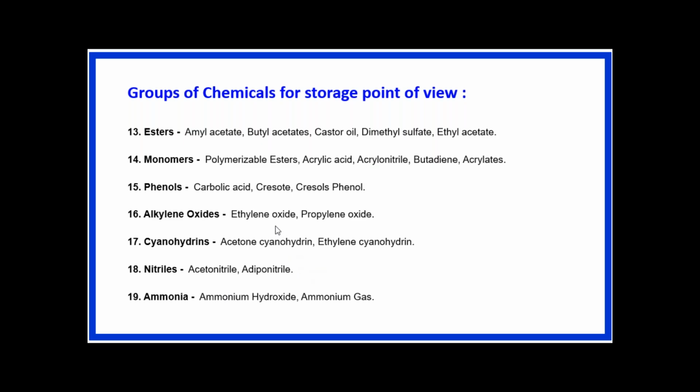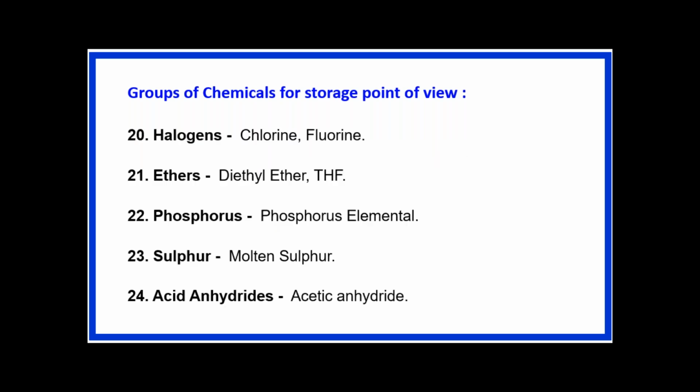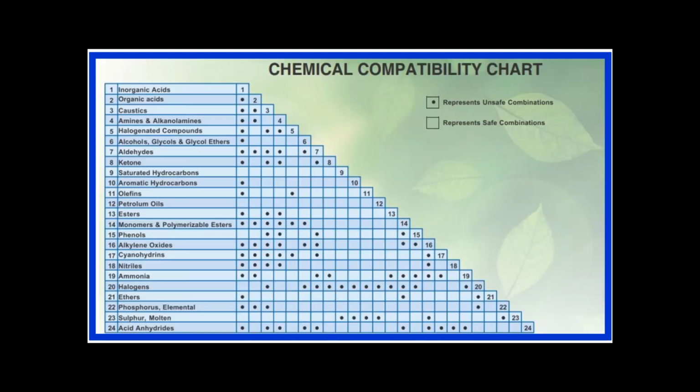Then the other groups like esters, monomers, phenols, alkylene oxides, then cyanohydrins, nitriles, ammonia, then halogens, ethers, phosphorus, sulfur, acid anhydrides. So these are the 24 groups of chemicals which are normally discussed by developed countries from the storage point of view. And on the basis of these 24 types of groups, we can create a chemical compatibility chart.